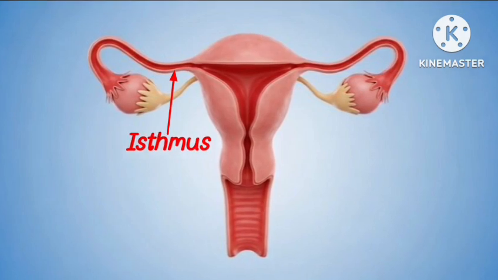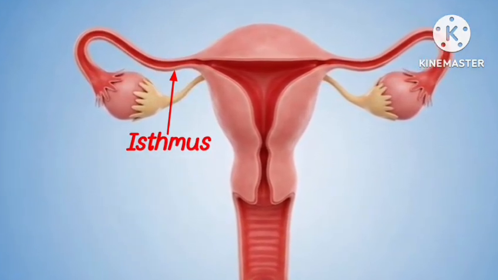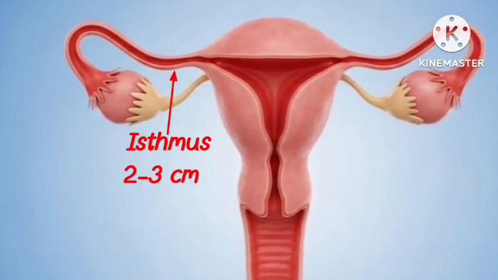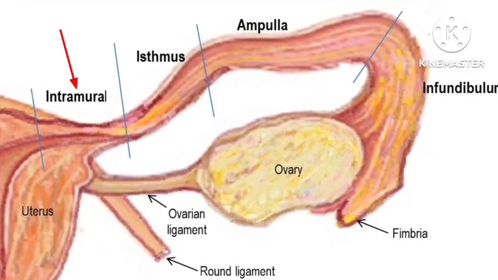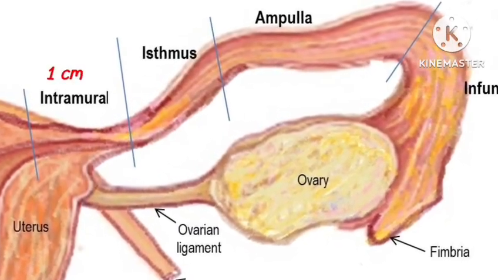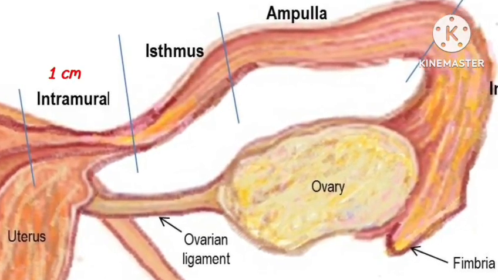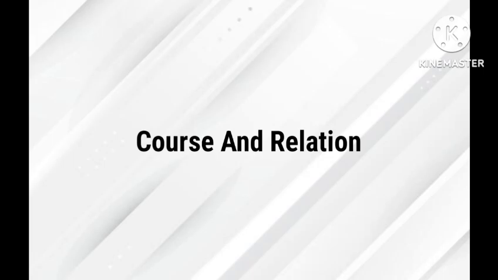Fourth one is the isthmus succeeds the ampulla. It is narrow, rounded, and cord-like. It is 2 to 3 centimeter of the tube. Fifth one is the uterine or intramural part of the tube is about 1 centimeter long and lies within the wall of the uterus.